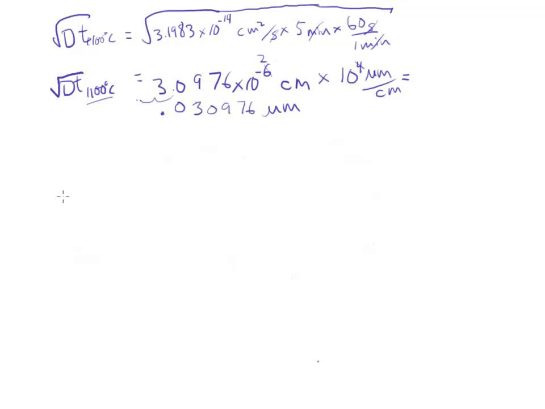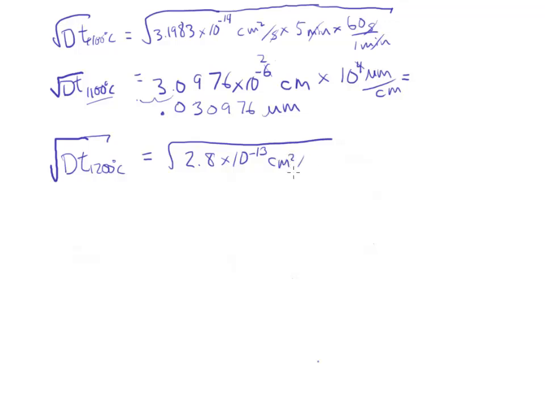Okay, so next we need to compute the square root of Dt for the anneal step at 1200 degrees. And remember, this one is going for a much longer time. So that's equal to the square root of the diffusion coefficient, which came out to 2.8 times 10 to the minus 13, and the units for that are centimeters squared per second. Okay, same as the book.